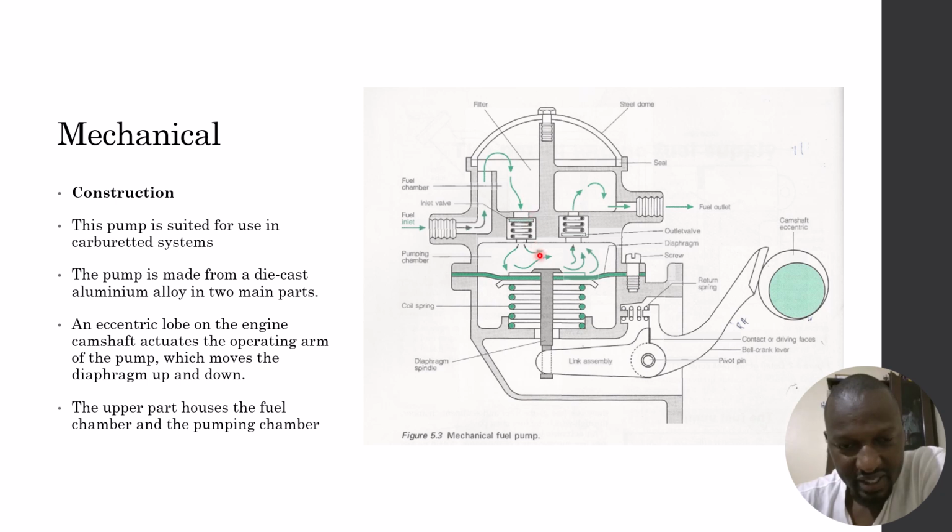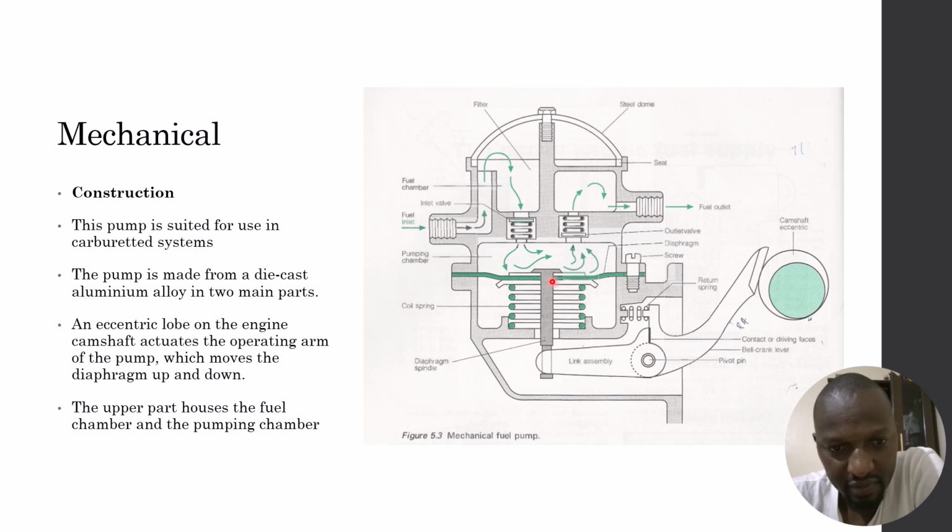The fuel, once it's inside the pumping chamber, is then compressed by a return spring, or the spring here, which pushes the diaphragm up to reduce the volume of the chamber and expel the fuel past the exhaust valve and then out through the fuel outlet. Now the lower part of the pump, which we said is separated by the diaphragm, consists of the following.